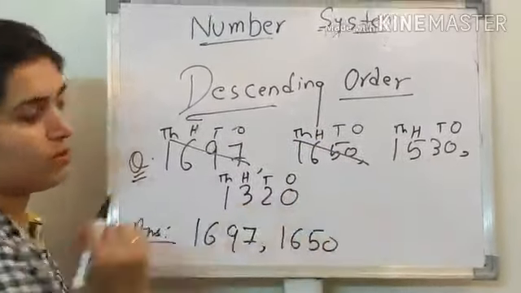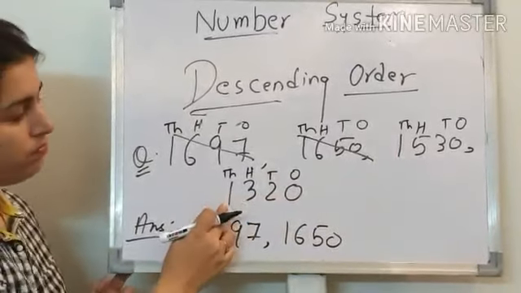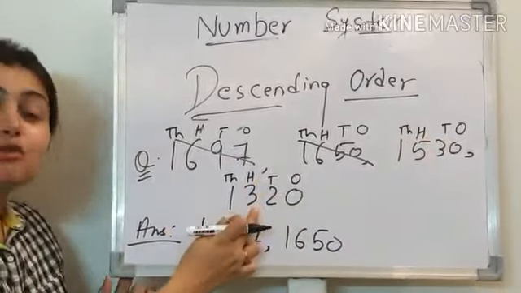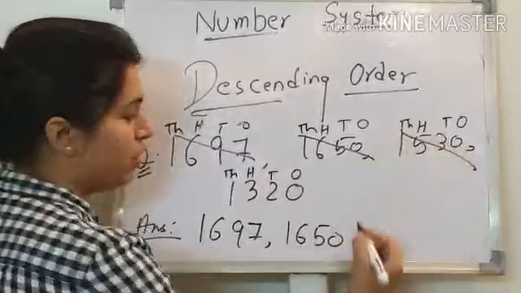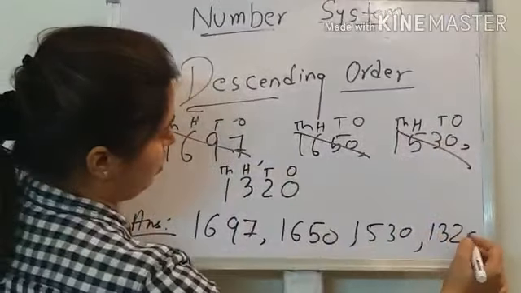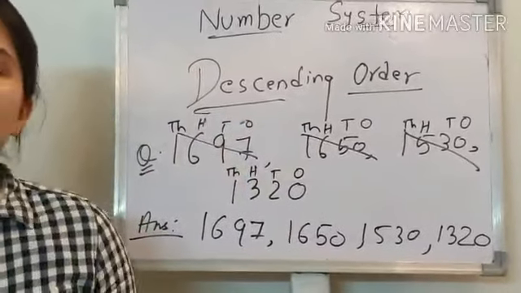Now I have to compare between these two numbers. Again thousands place 1, 1. Again move to the hundreds place: 5, 3. So which one is greater? This one is greater, so it will come at third place and this one at last. So this is how you arrange these numbers in descending order.